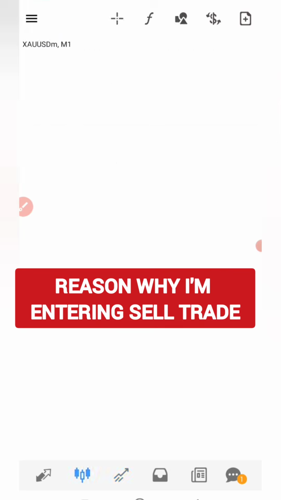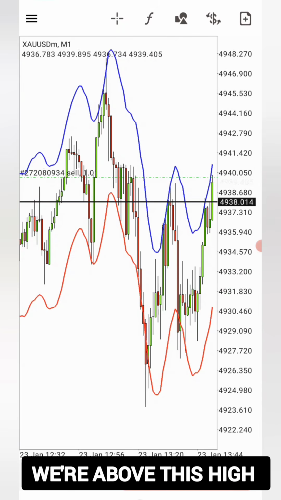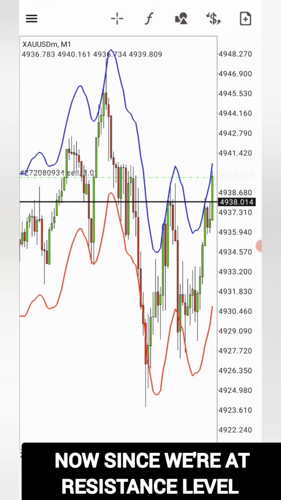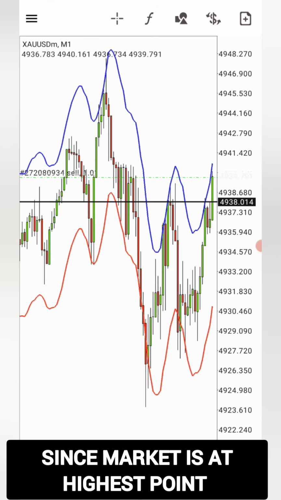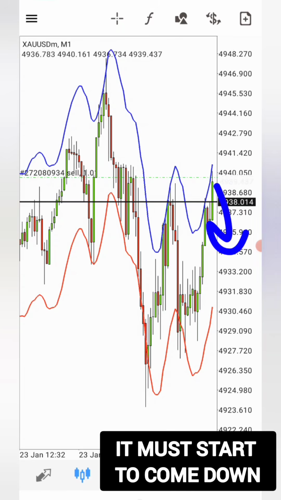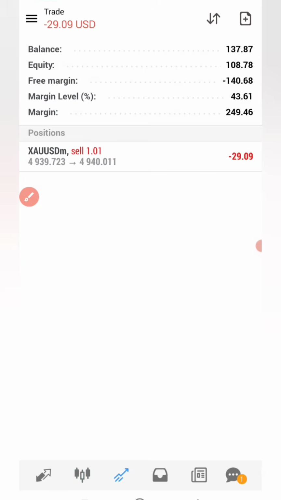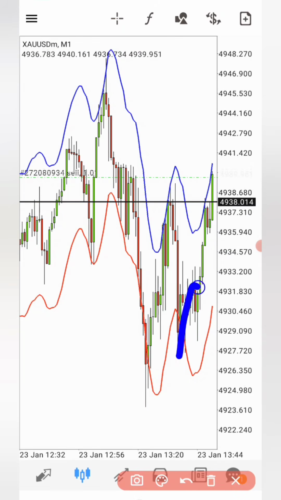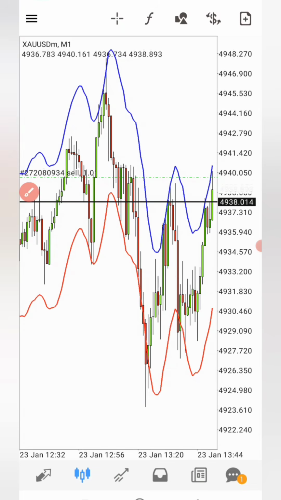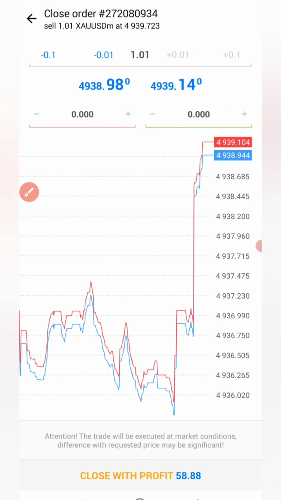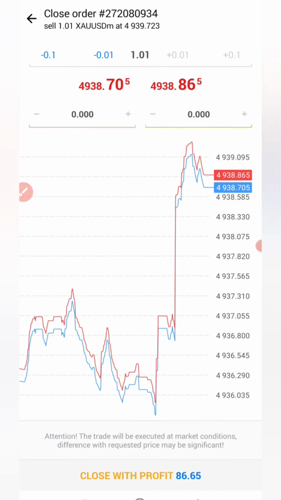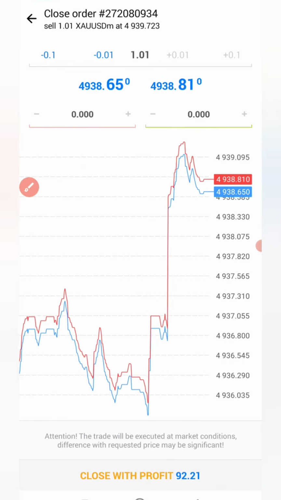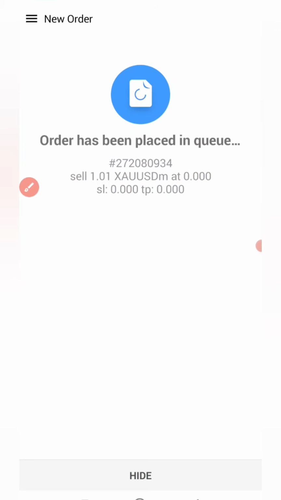The reason we are entering this sell trade, you can see that right now we are above this high, and also we are at a resistance level. Since the market is at the highest point right now, it must start to come down, which means we have a rejection. We are still in an uptrend though. You can see that the market is going up, but because of the rejection you can see right there, we'll still be able to make profit, because the market does not just move in one direction. It goes up, it comes down, and now we're at $90, $140, that's okay. $140 will be good right here.